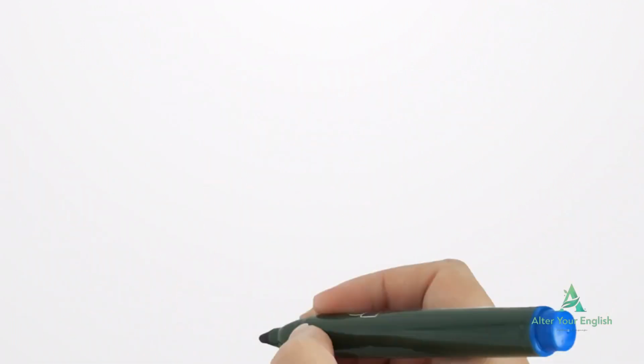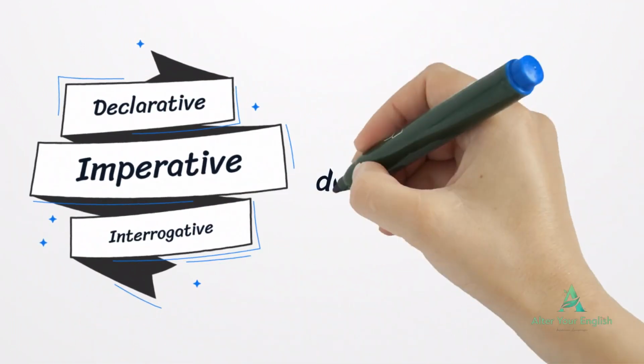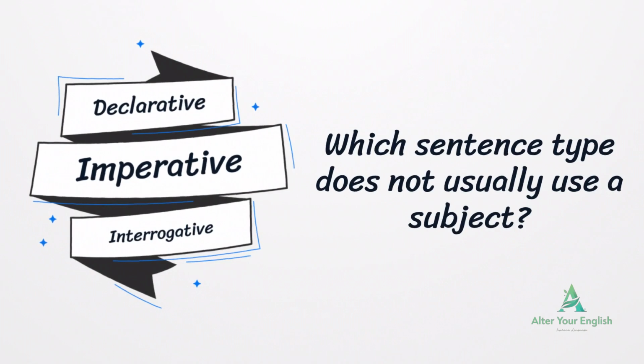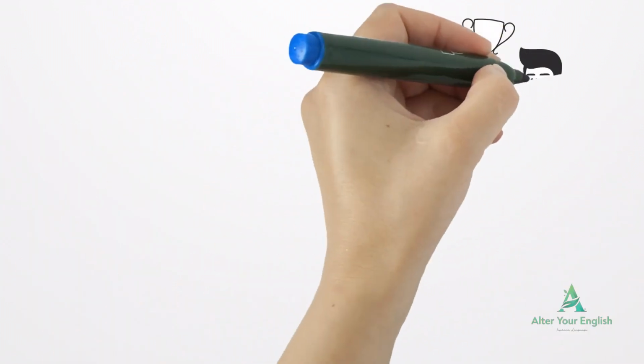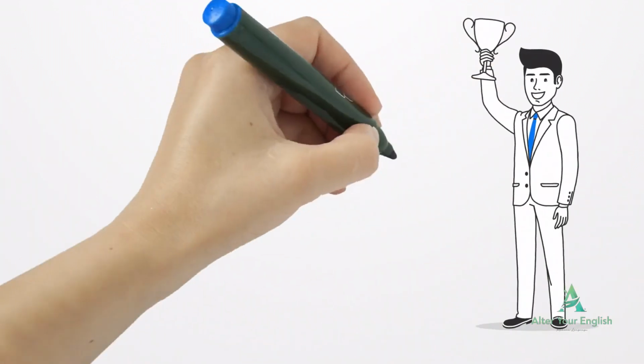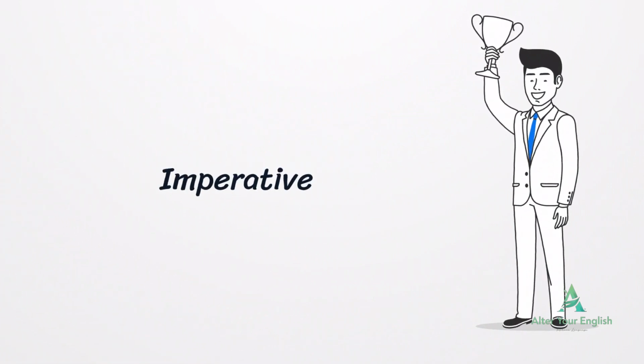Next question is, which sentence type does not usually use a subject? Declarative, imperative, or interrogative? The answer will be in a few seconds. And the right answer is imperative. The example of imperative sentence is, close the door. This sentence gives a command to the listener, in this case to close a door. Imperative sentences are commonly used to give orders, make requests, or offer advice.